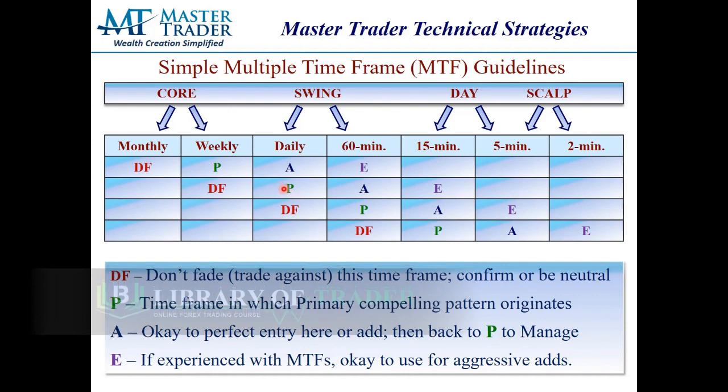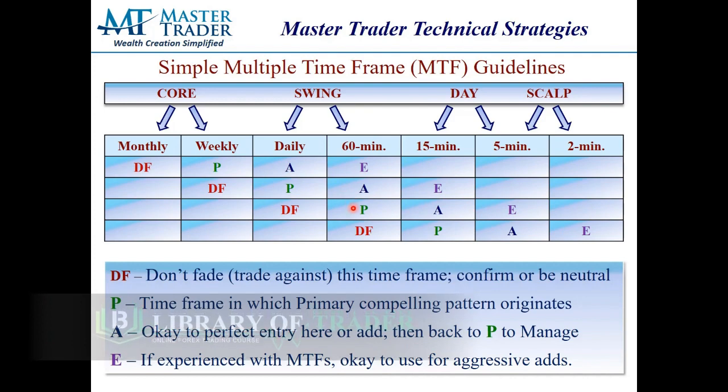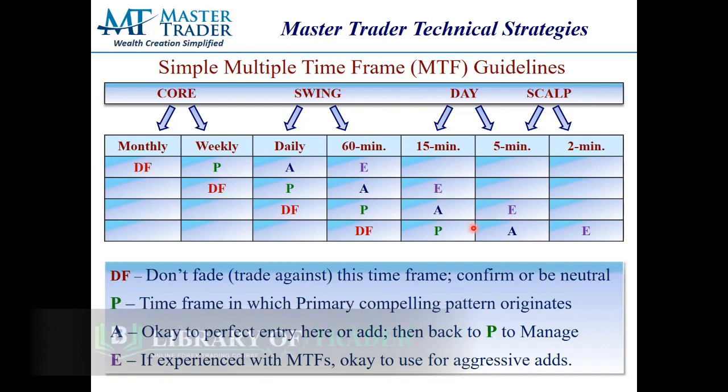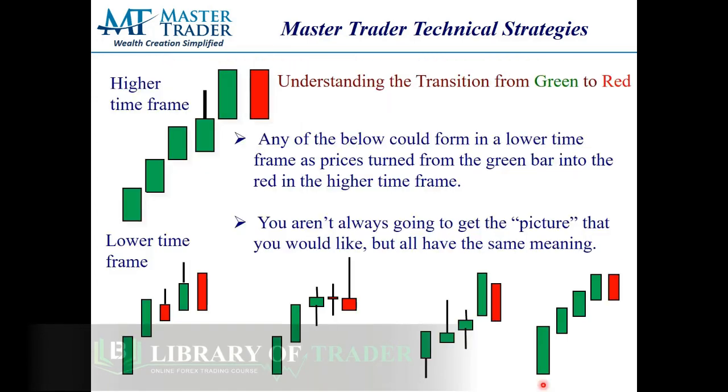Once they are aligned, let's assume here that we're trading a swing trade, and here's our daily, and our weekly is aligned, well, it is okay to go down to the 60 to refine or add at that point, and so on. We'll use it exactly the same way. Pick your primary time frame, look for a higher one to be in alignment, and then it's okay to go down and add. Now, on this slide is understanding the transition, as it says, from green to red.